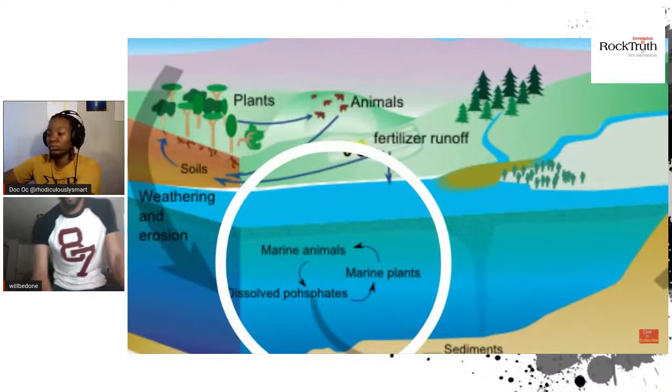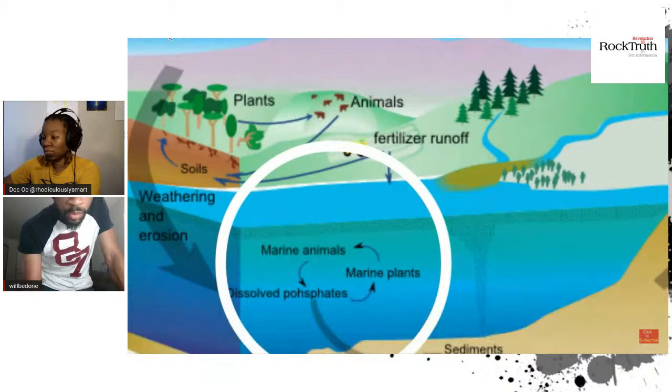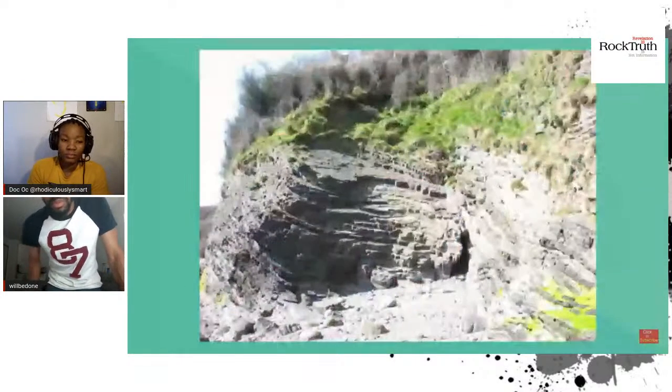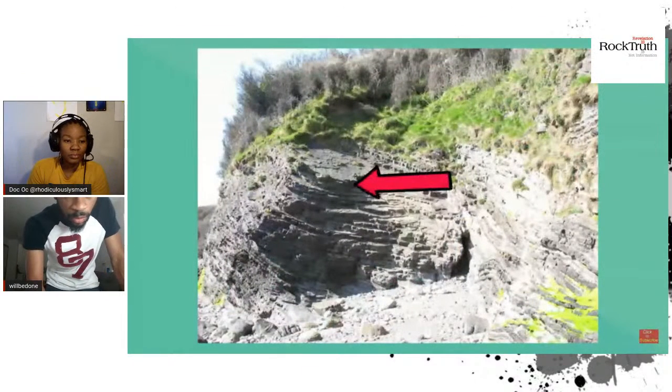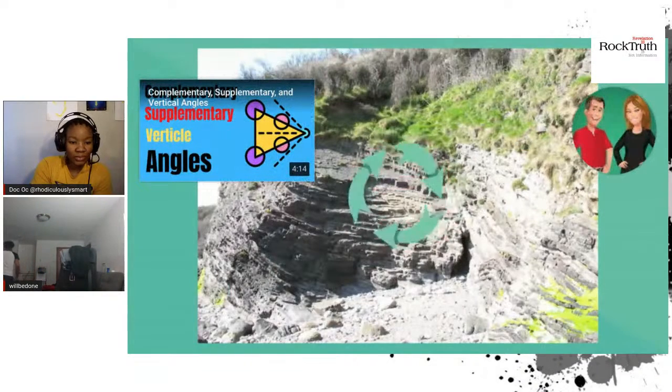Plants absorb the phosphorus, animals eat the plants, and decomposers absorb the phosphorus from waste and decaying matter. Some of the phosphorus gets buried in sediment, which over time becomes rocks, and the cycle continues. There's the phosphorus cycle, another biogeochemical cycle.